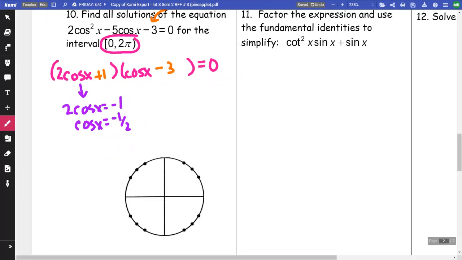So I'm going to go short, long, which is here. And that's going to be 2 pi thirds. And it's also going to be down here, because that is also short and then going down long. And that is going to be 4 pi thirds. So those are 2 answers.